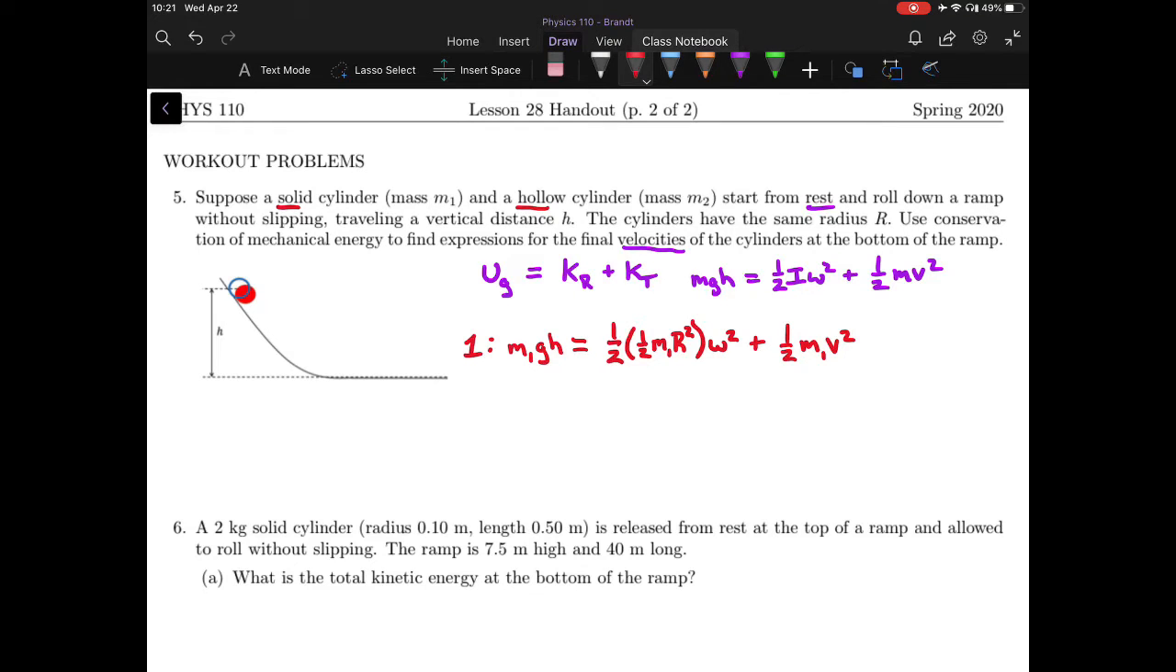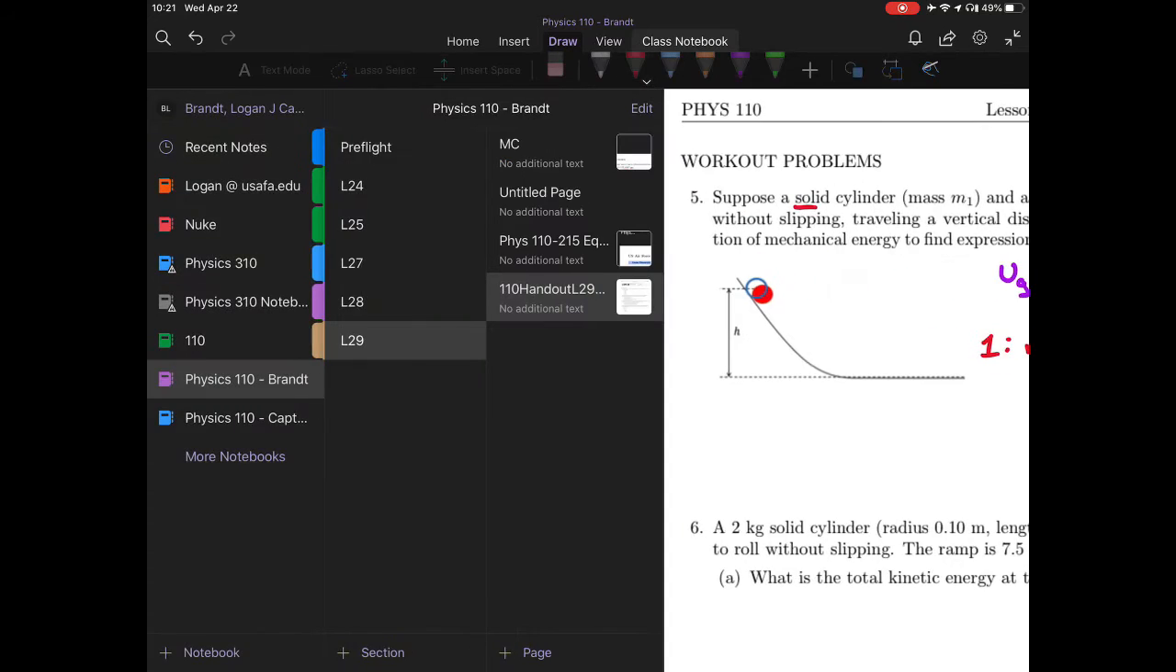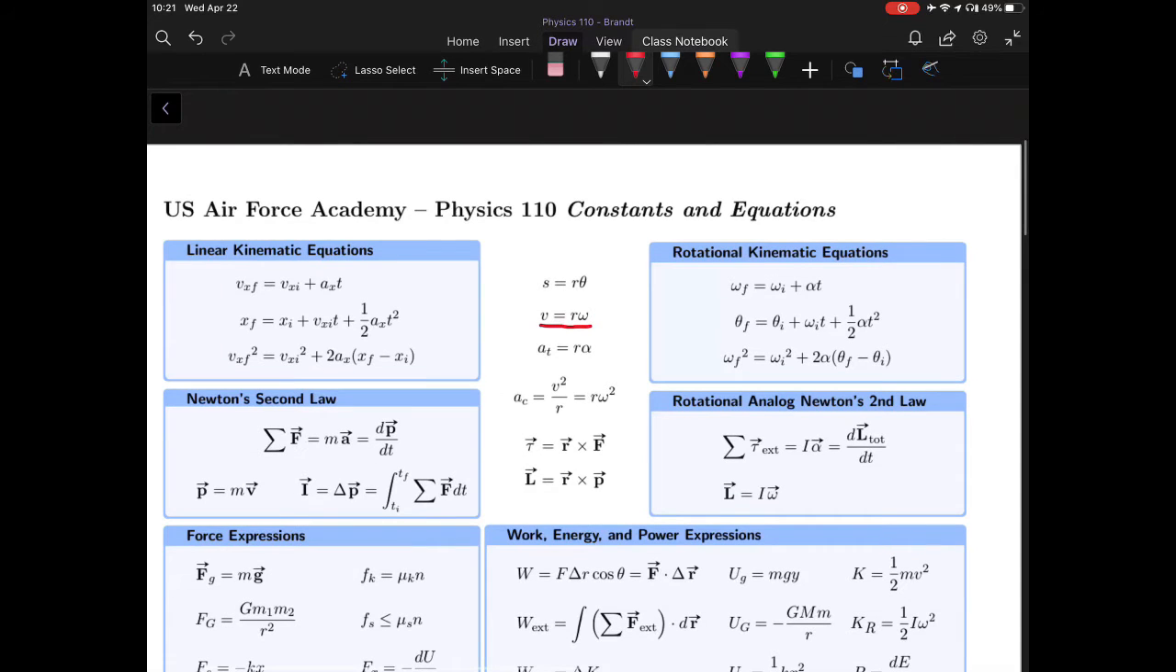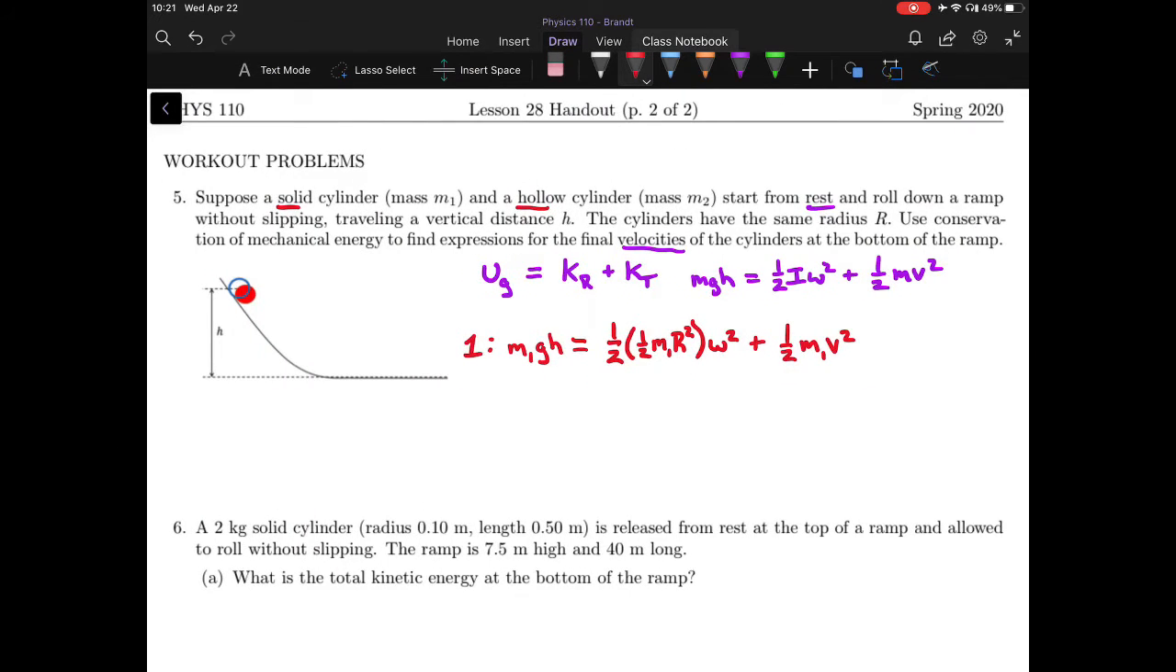Now, as we look at this a little bit more in depth, what we should find is that omega is v over r, and we can look at that on our equation sheet. So here's omega and v, and they're related by r, so omega is going to be v over r. So if we come back here, we can swap this out for v over r, and that whole thing is going to be squared.